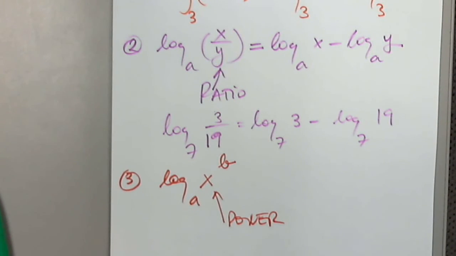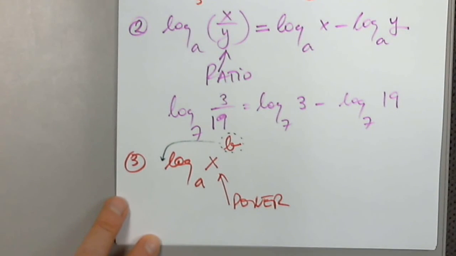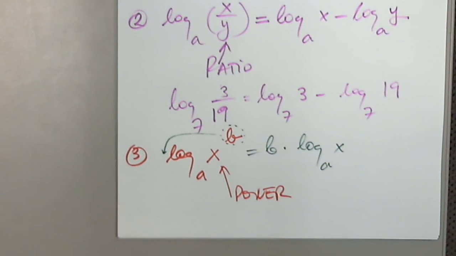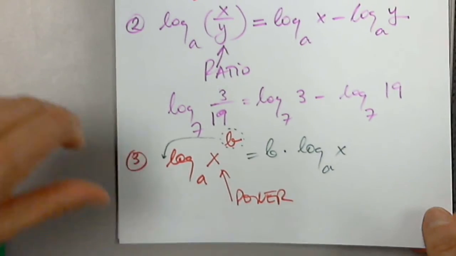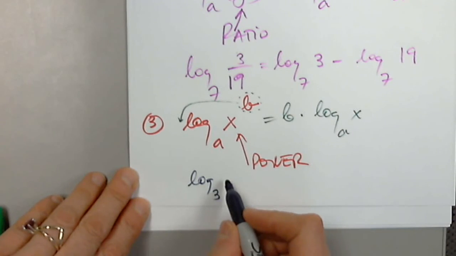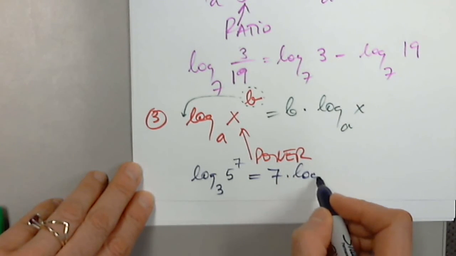These 3 properties are specific to logs. No other function has these properties. So what we do now, we are moving b right in front as a factor, which means a product. B multiplied by log base a of x. So this is the power rule. There is what it's called, it's not a property, but there is what it's called the change of base formula. So, let me give you an example here before we look in the book. So let's say log base 3 of 5 to the 7th power. This can be rewritten as 7 multiplied by log base 3 of 5.